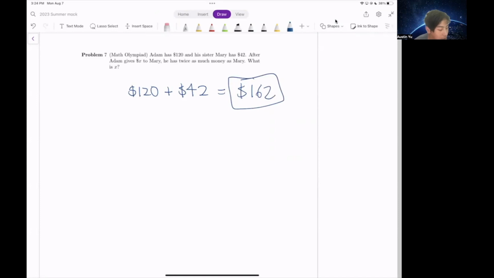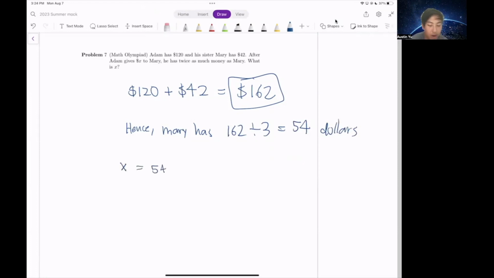And since $162 is 3 times the amount of money that Mary has, hence Mary just has 162 divided by 3 equals $54. So this amount of money, or in this term, X, equals 54 minus 42, which is the current amount of money that Mary has, equals $12. Therefore, Adam gives Mary $12.